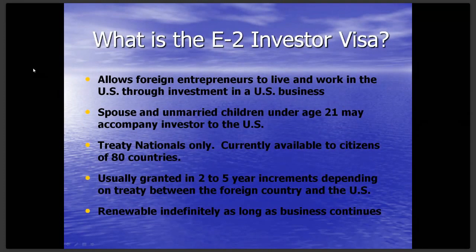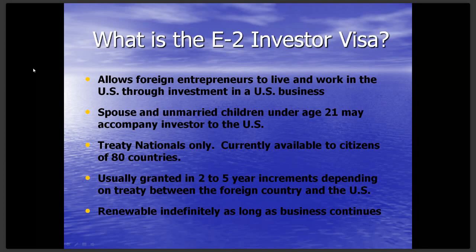All right. So what is the E-2 investor visa? It is a temporary visa that allows foreign entrepreneurs to live and work in the United States by investing in a U.S. business. Now, the entrepreneur may bring his or her spouse and minor children to the United States with them. The children can go to public school just like American kids. The spouse can be a homemaker or go to school or work. The spouse has a lot of options and freedom in what he or she wants to do.